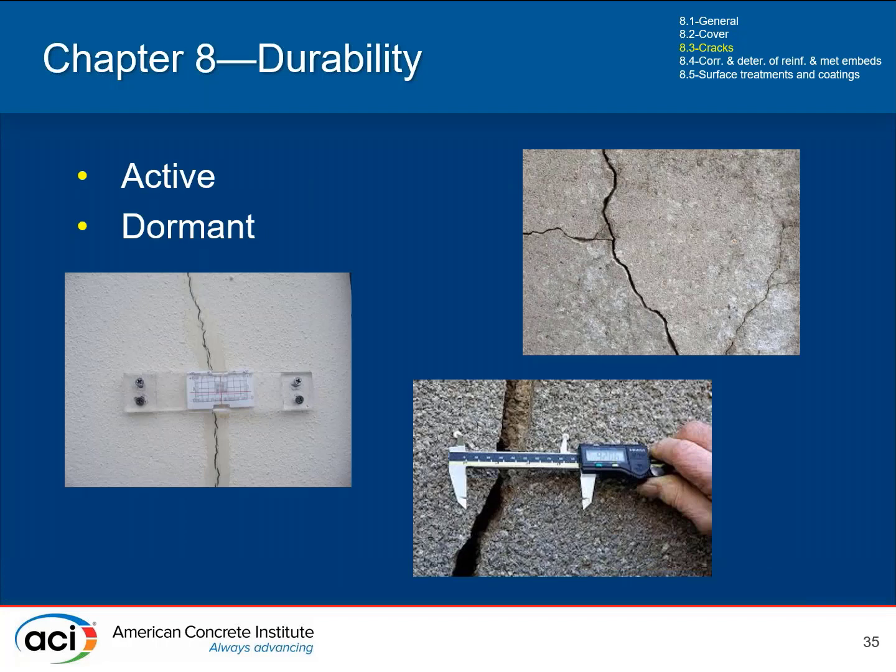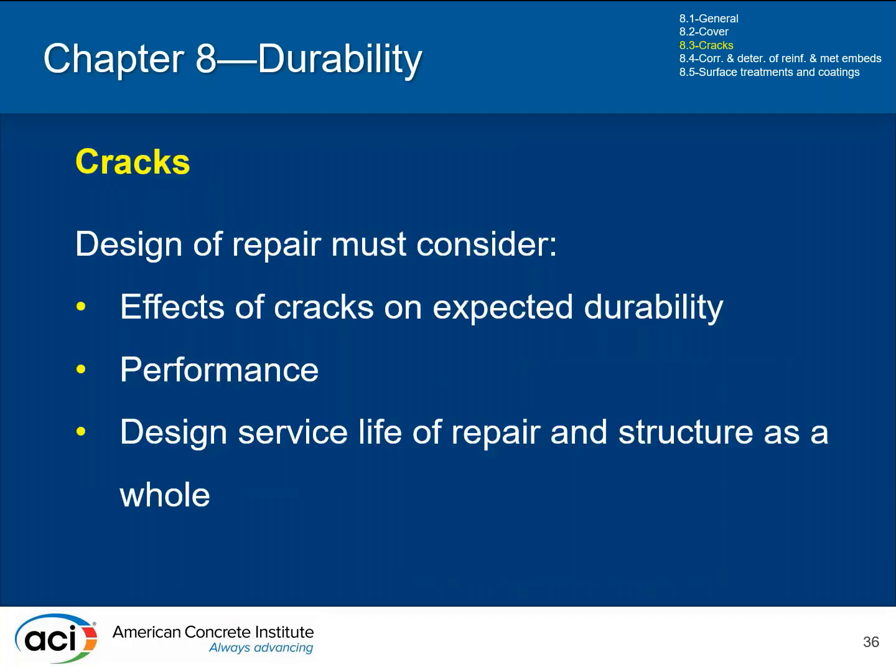And then, active or dormant cracks. Is it moving? Is it not moving? These will have an impact on how they're addressed and what approach will be used to resolve their impact, and even if they need to be addressed at all. If it's an active crack that's moving, you need to make sure that you're doing a repair that doesn't lead to it cracking again. Those types of things need to be considered when you're doing your durability repair design.